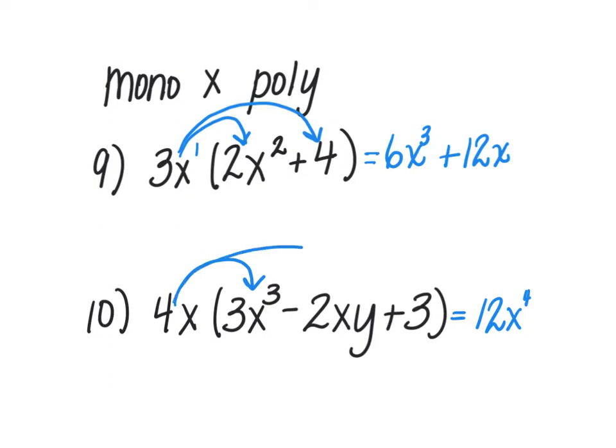Now we'll distribute the 4x to the negative 2xy. So 4 times negative 2 is negative 8. Then we have a like base of x, and we'll add those powers. 1 and 1 make 2, and then that y just comes along for the ride. And then we'll distribute the 4x to the 3. 4 times 3 is 12, and then the x just comes along for the ride. So we end up with 12x to the 4th minus 8x squared y plus 12x.